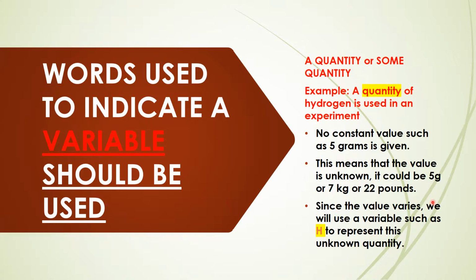It could be 5 grams of hydrogen, it could be 7 kilos of hydrogen, or it could be 22 pounds. We don't know. But since the value can vary, we're going to use a variable such as H to represent this unknown quantity. I use H because I'm talking about hydrogen. So since it's an unknown value, it's some quantity, we'll use a variable H.